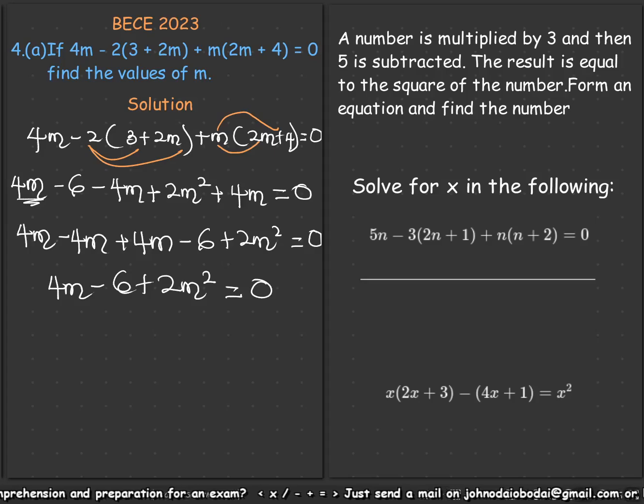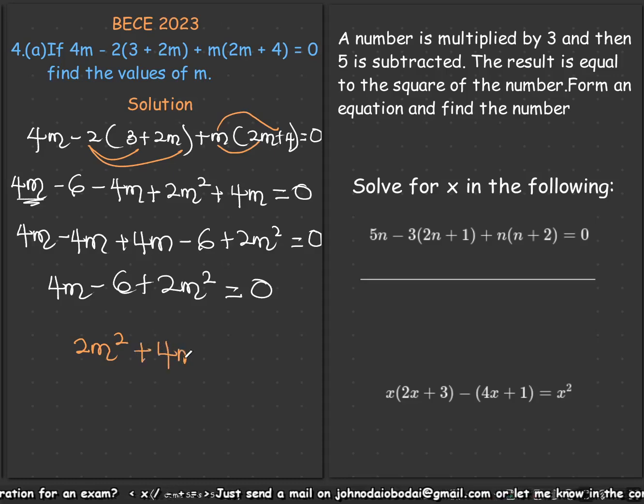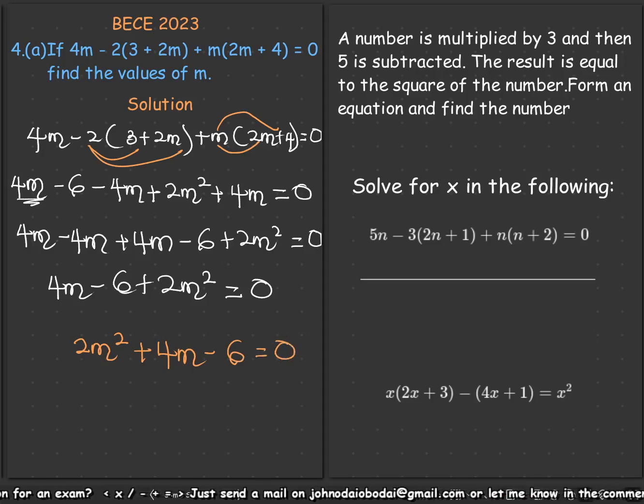Now, if you have a question of this sort, no one is supposed to tell you it's a quadratic one. Hence, we would have to rewrite it so that it looks like a quadratic form, that is, the one with the m squared comes first. So we have 2m squared plus 4m minus 6 being equal to 0. So we are actually now solving for this over here.